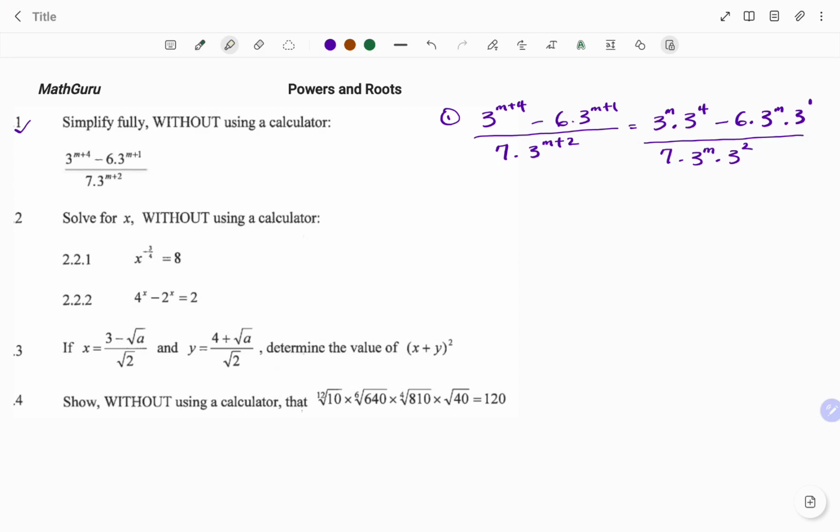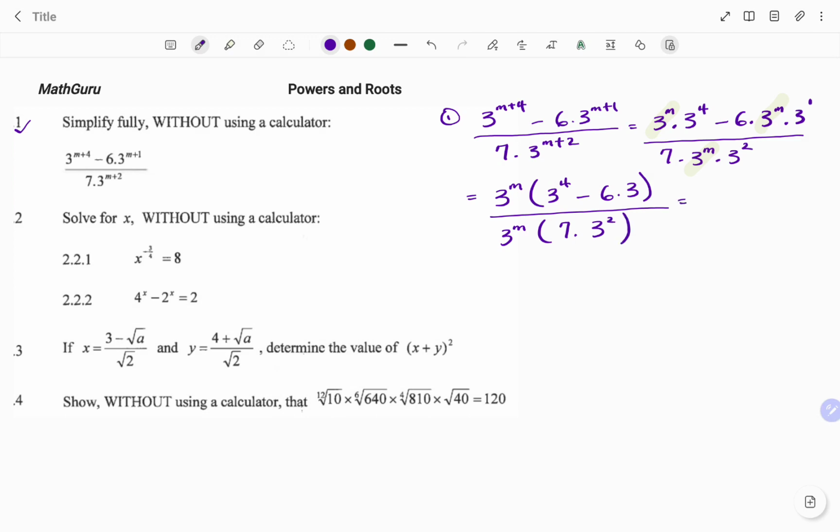So if you look at each of the terms now, it's easy to identify the common term, which is 3 to the power of m. That is common to each of the terms. So therefore, simplifying further, I'm going to factor out 3 to the power of m at the top. I'm left with 3 to the power of 4 minus 6 times 3, divided by, I'm also going to factor out the same term at the bottom, that's 3 to the power of m. I'm left with 7 times 3 to the power of 2.